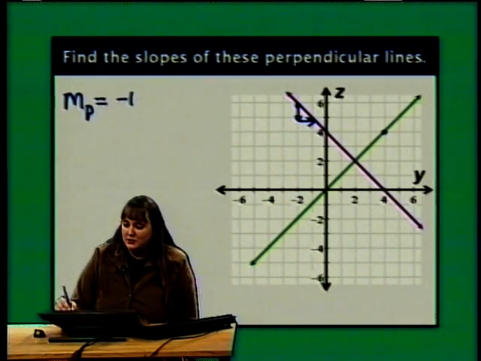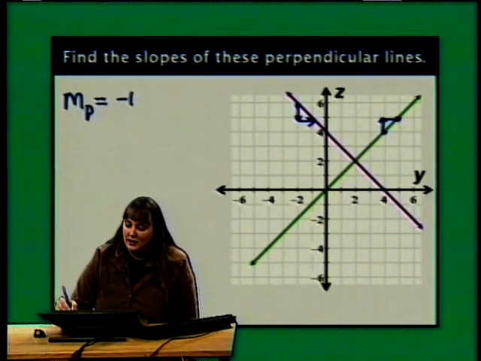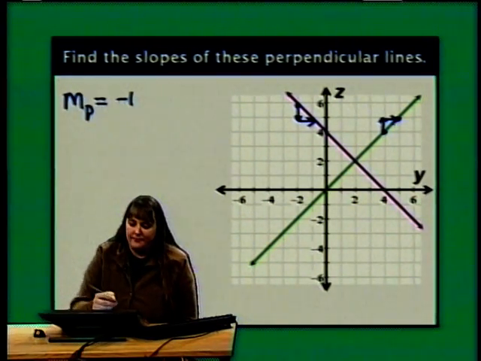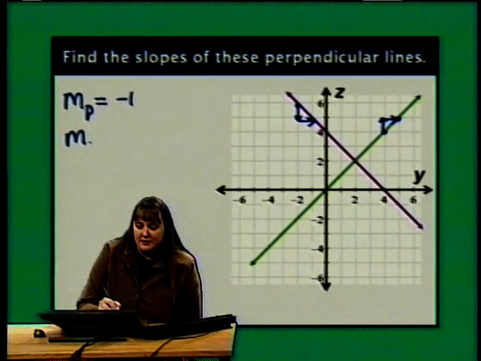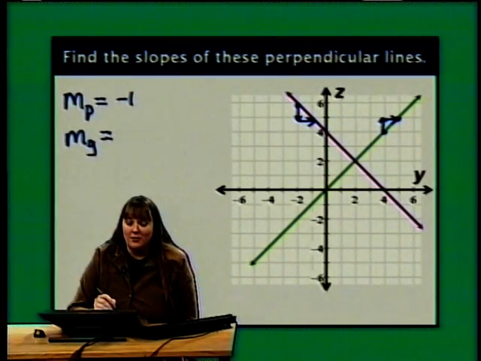Now let's look at the green line. If I take these 2 points right next to one another, it looks like I have a rise of 1 and also a run of 1. So the slope of the green line, rise over run, is 1 over 1, which is 1.